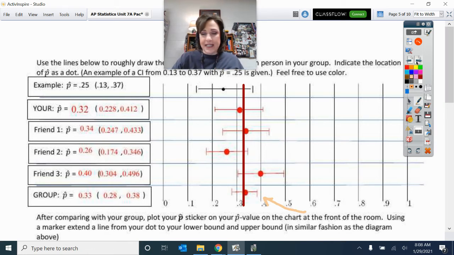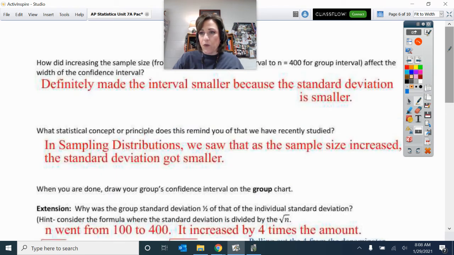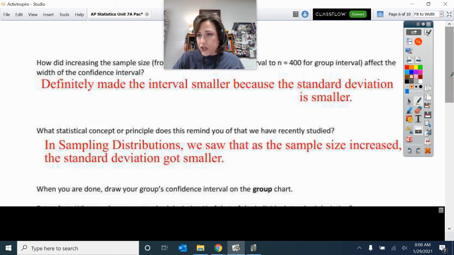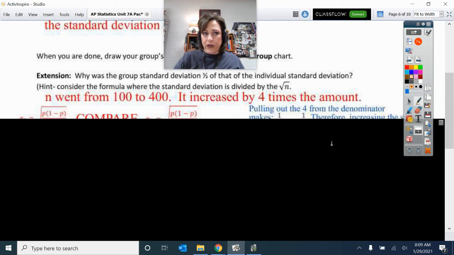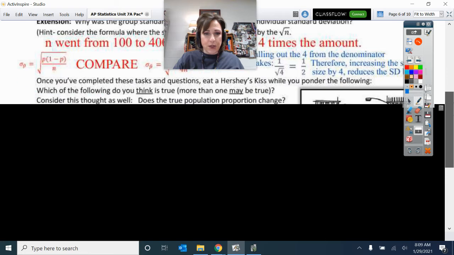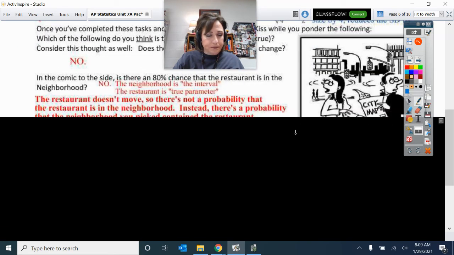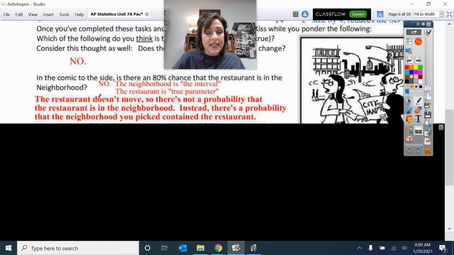Okay, so again, this is an abstract concept that has taken a while, and it always makes me have to still stop and think. Okay, so let's keep going. As I said, I introduced this. It's a little wonky and kind of weird, but we keep continuing to revisit it as we go through our unit. So here's what I wrote. The restaurant doesn't move. So there's not a probability or a chance that the restaurant is in the neighborhood. Instead, there's a probability or chance that the neighborhood you picked contained the restaurant.